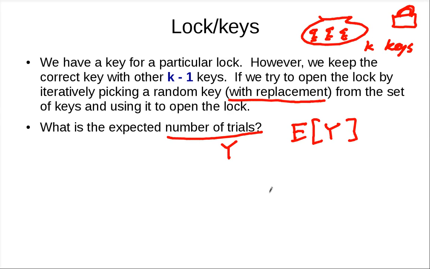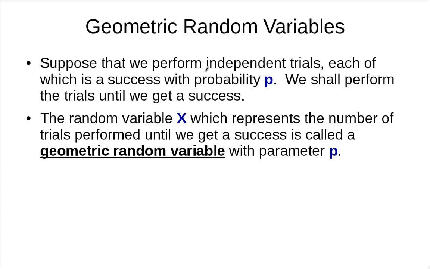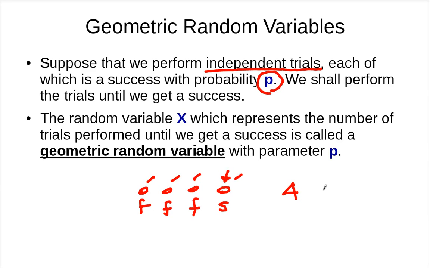These two examples mention a kind of experiment where you are performing iteratively a sequence of independent trials, and for each trial you have some success probability. So you have independent trials, and each of them has success probability p, and you keep performing. Try it, success, then you stop at this point, and you count how many trials you have to perform. So it has to be 1, 2, 3, 4. In this case, the random variable is 4. A random variable x, which represents the number of trials until we get a success, is called a geometric random variable with parameter p.